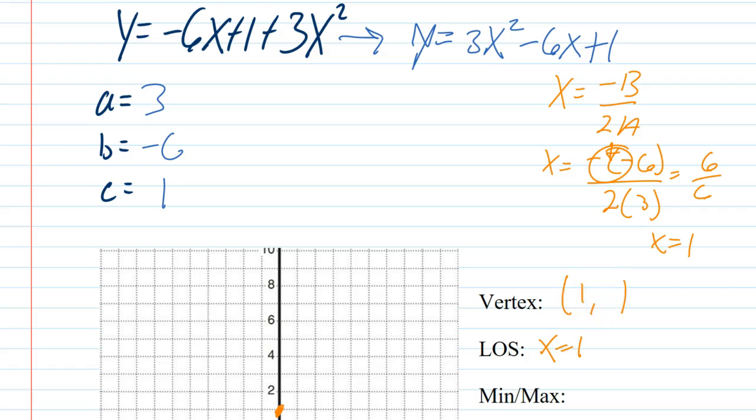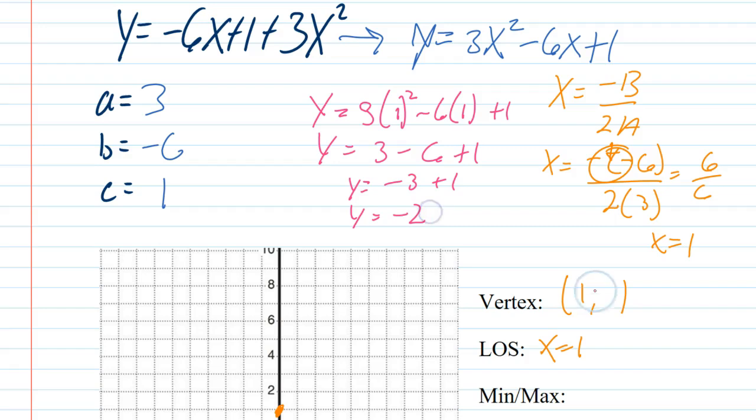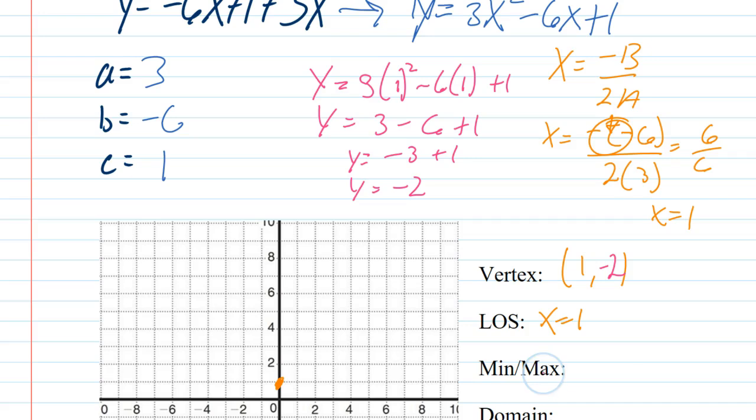Next, I need to find that y value. In order to find the y value, I just substitute. So I know that y is equal to 3 times 1 squared minus 6 times 1 plus 1. And that gives you y is equal to negative 2. So now we look if we have a minimum or a maximum value. Because I have a positive a, then I know I'm going to have a minimum value at y is equal to negative 2. At this point, we can start graphing.